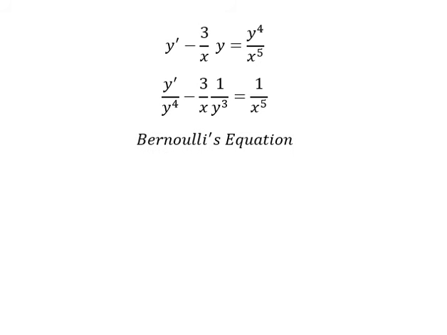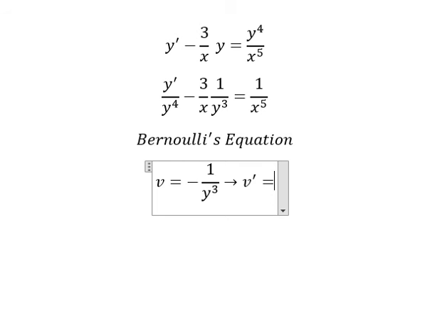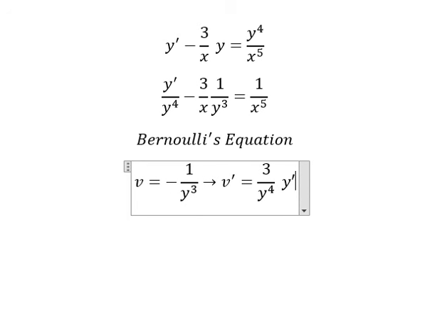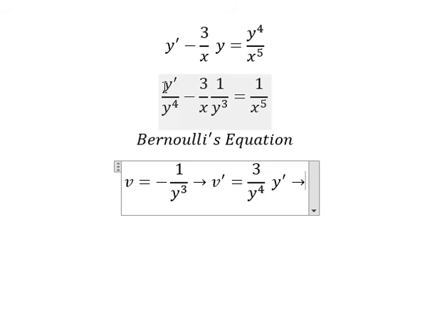So I will put v equals negative 1 over y to the power of 3. So if we do first the derivative for both sides, we have 3 over y to the power of 4 dy over ds, or we write first the derivative of y. Because we don't have number 3 in here, we divide both sides by number 3.